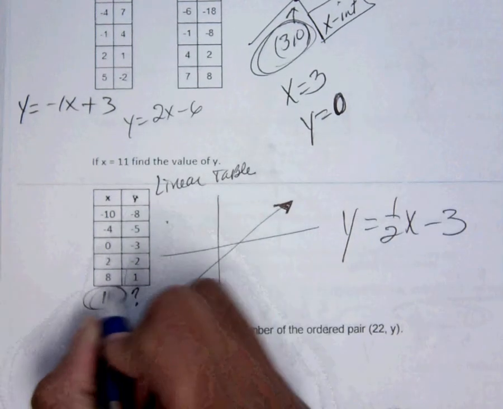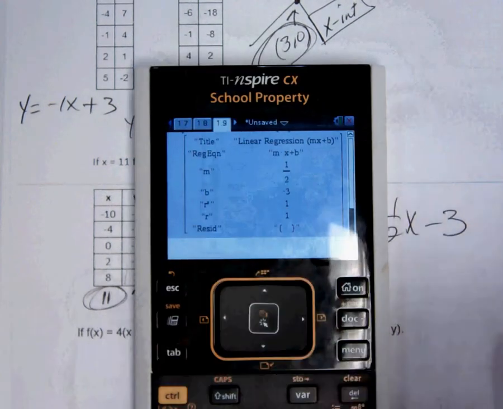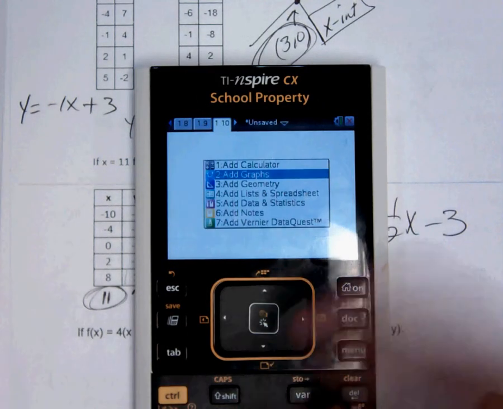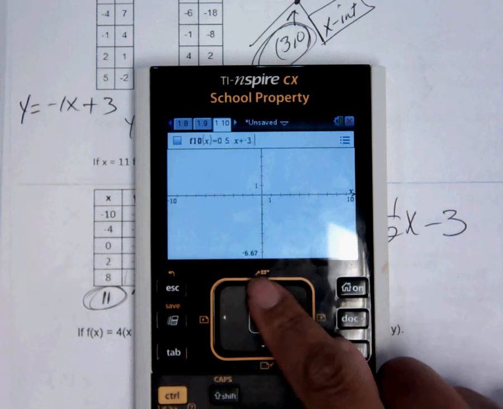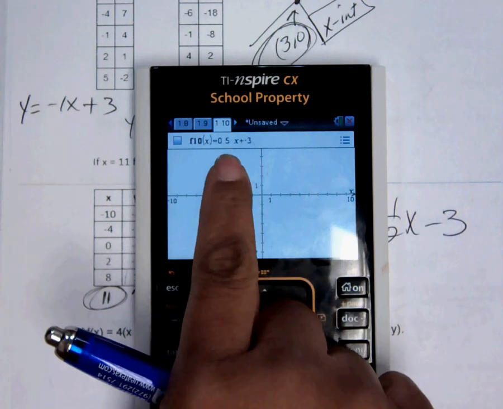Well, now I need the value of 11, so control doc graph, and you didn't know this, but it puts the equation in there. All you have to do is press up, and there it is.